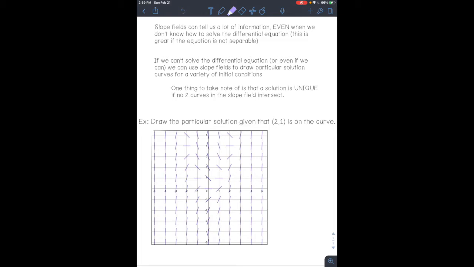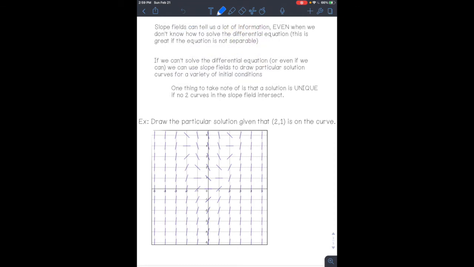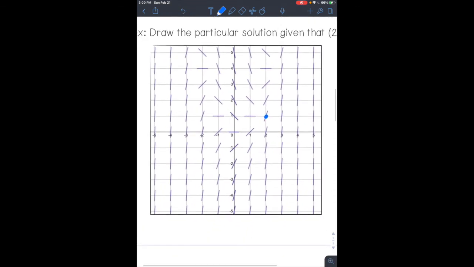We're going to do a couple of examples here. We're going to draw the particular solution, and this is the same differential equation slope field as the previous page, given that (2, 1) is on the curve. So at (2, 1), I'm going to first graph my initial condition. I'm going to zoom in on the slope field here. Then you're just following the tangent lines as you go in and out of the point. I'm going to go to the left first and follow the slope.